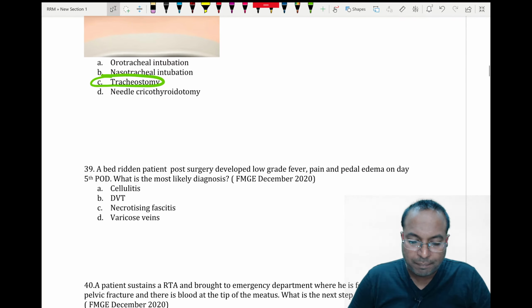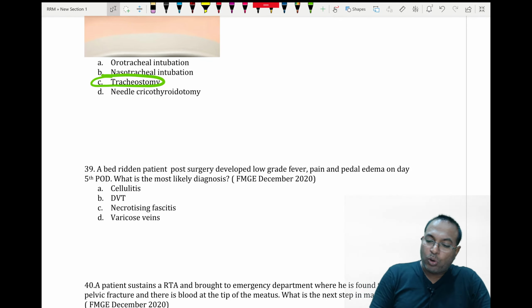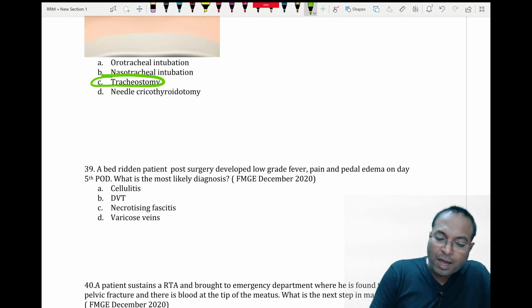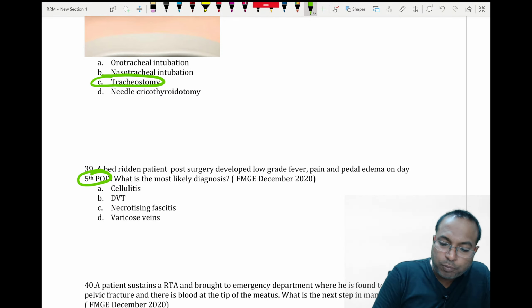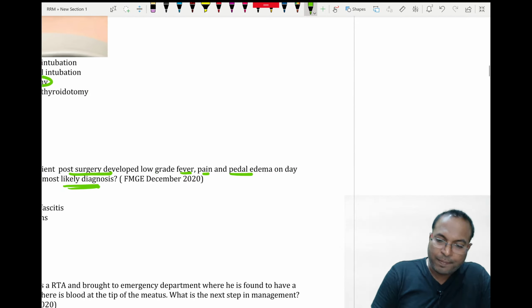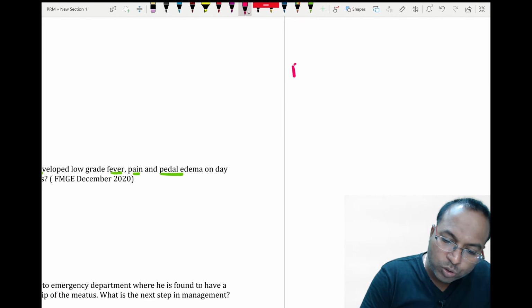39th question. A bedridden patient post-surgery developed low-grade fever, pain and pedal edema on day 5. Please remember, post-operative patient, low-grade fever, pain, pedal edema on day 5. What is the most likely diagnosis?